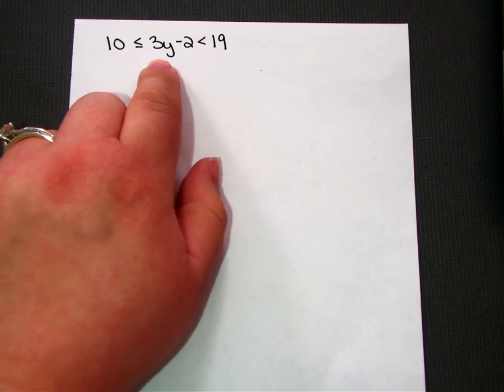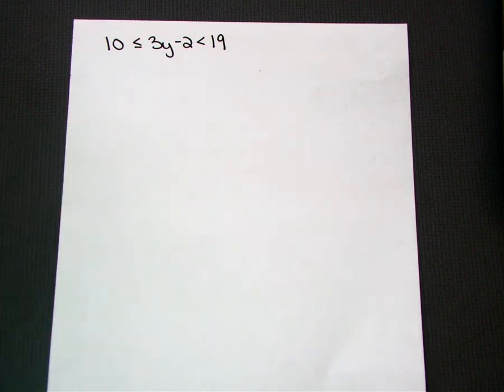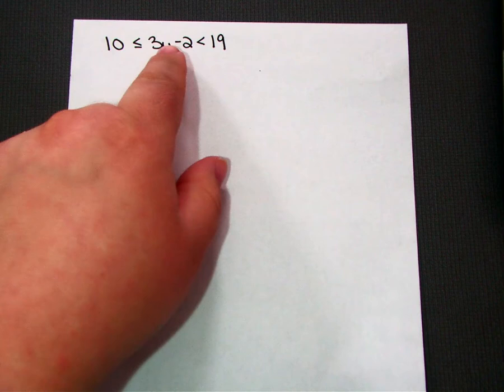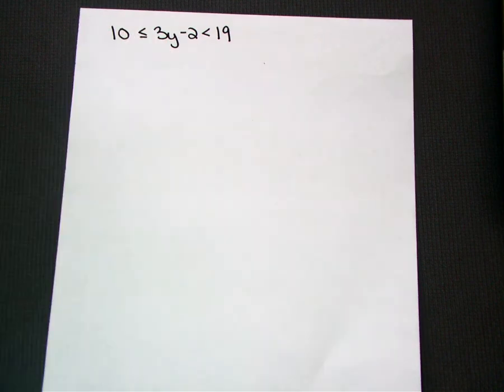Even though it doesn't have the word and, we know that it's an and inequality because the variable is in between 2 inequality symbols. Other compound inequalities may contain the word and, or they will contain the word or. Or inequalities will always contain the word or. It's only the and inequalities that you need to be on the lookout for.